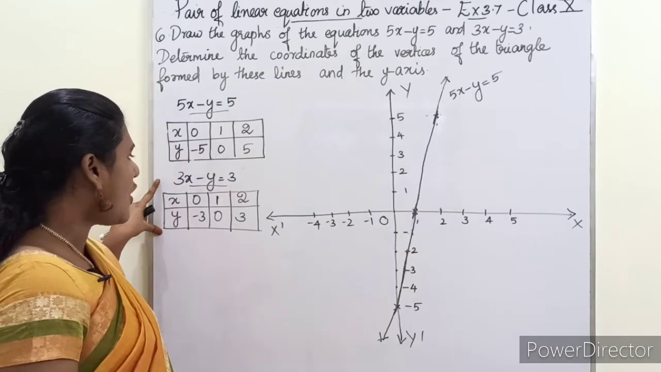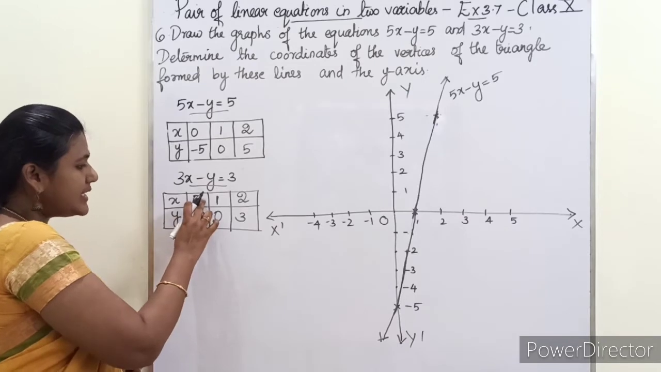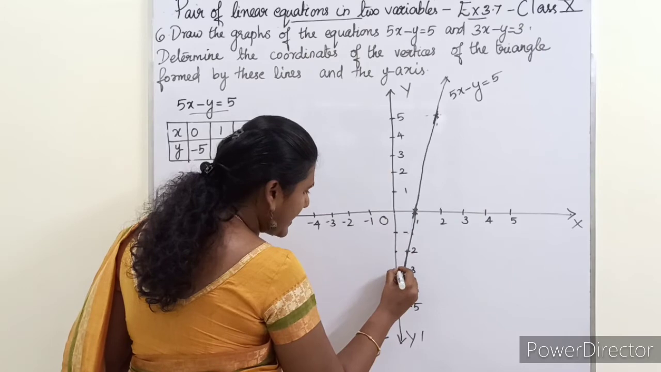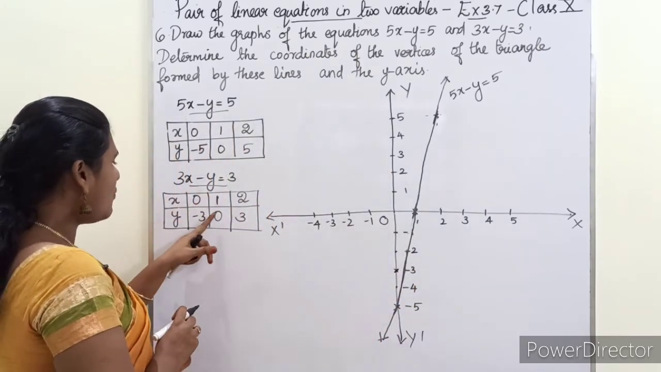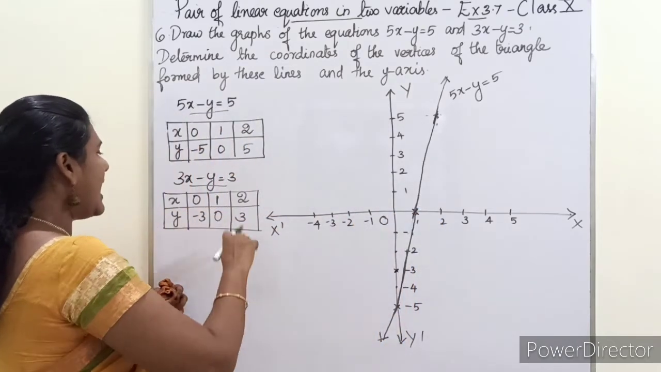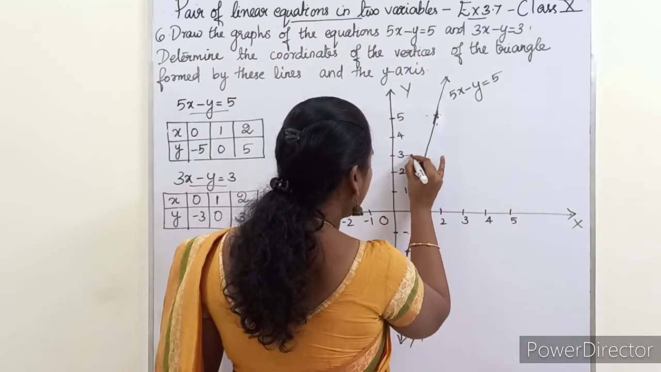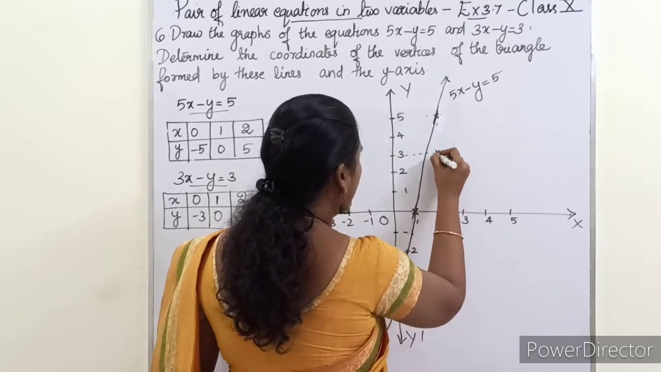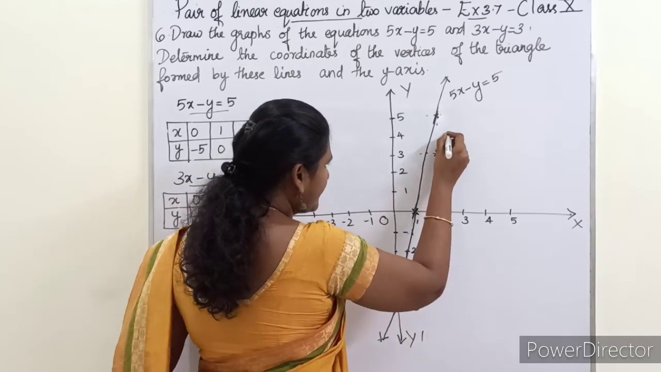Now we are going to plot the points of the second equation. So first solution is 0, minus 3. x is equal to 0 and y is minus 3. So this is our point. And x is equal to 1, y equal to 0 means this point. And x is equal to 2, y equal to 3. So this point. Okay. Now we are going to join these 3 points.